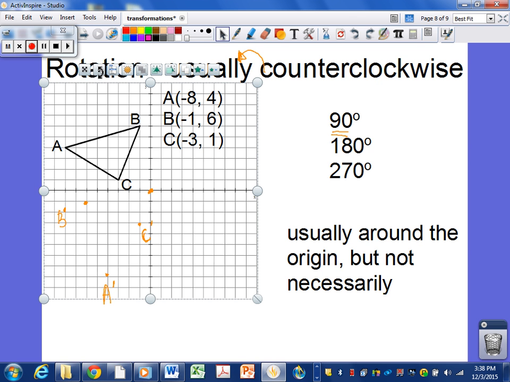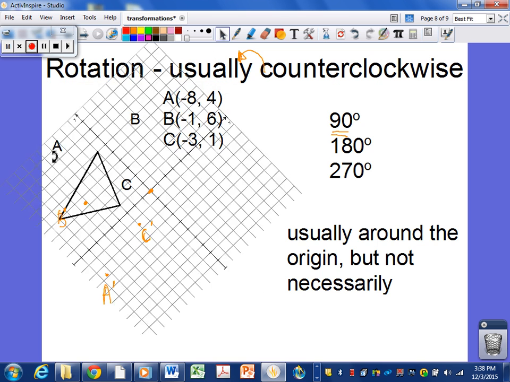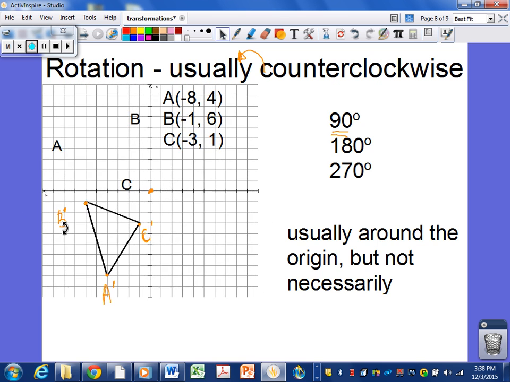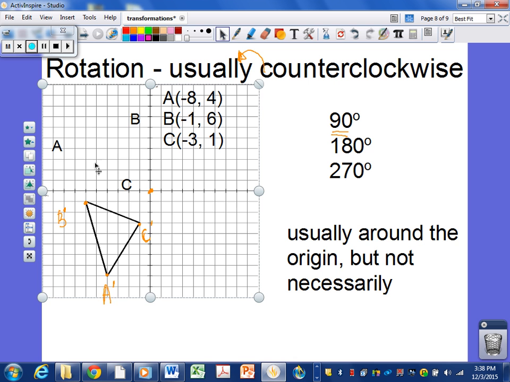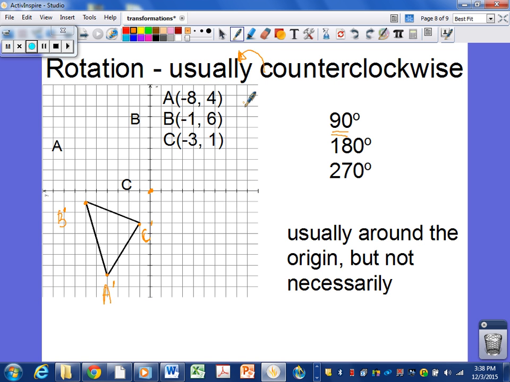Now let's rotate it once again around that orange dot, and we end up down here at A prime, B prime, C prime. So let's look at these points now and see if we can find something in common with them, so we don't have to rotate this thing every single time. A prime is now at the point -4, 8. B prime is at the point -6, -1. And C prime is at the point -1, -3.